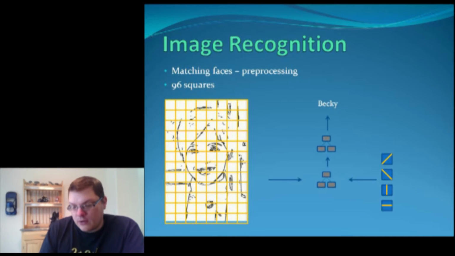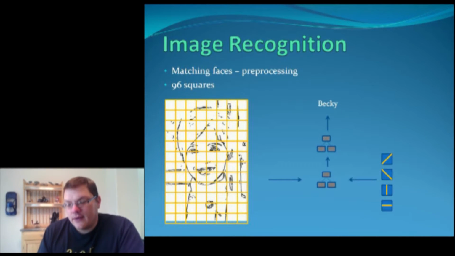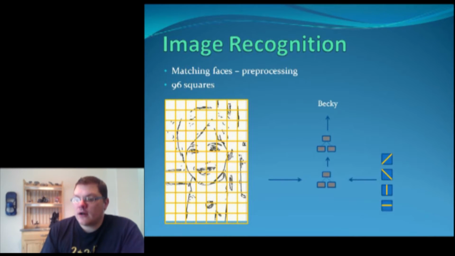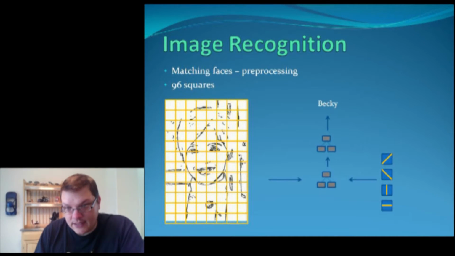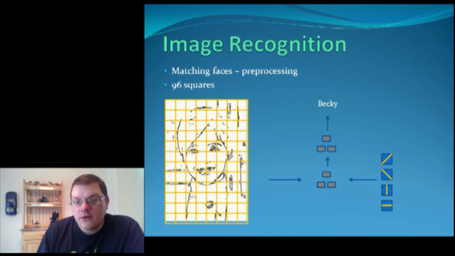In the third network, we're going to take those shapes, and based on the shapes we have, we will say that this is person A or person B. In our case, this is Becky. I have no idea if that's her real name, but it's a name that popped in my head, so that's who it is.